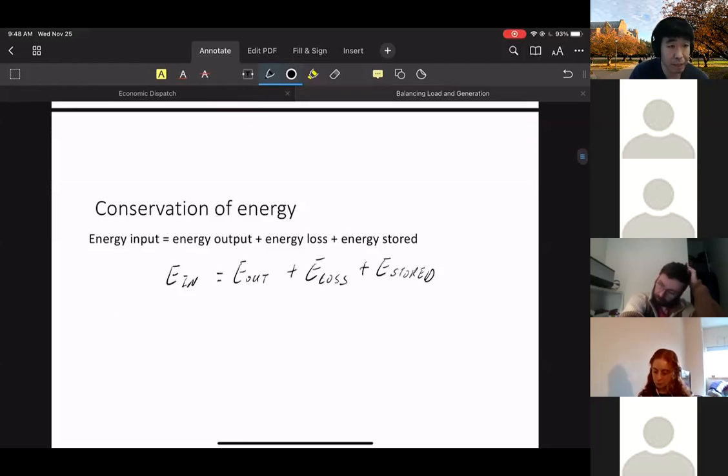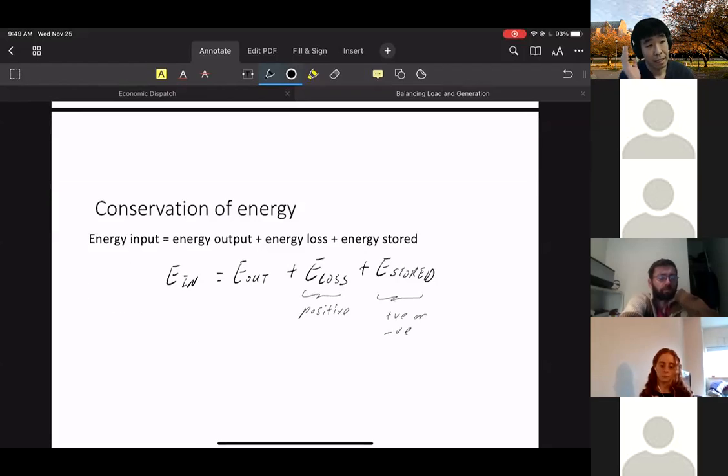So one thing to keep in mind with this notation is that this is positive. So the loss is almost always positive, at least for active power, that we're losing energy. This can be positive or negative. Okay, this depends on whether you're putting energy into storage or withdrawing energy out of storage. So this sign can change. Sometimes you're putting energy into storage, sometimes you're withdrawing energy out of storage.